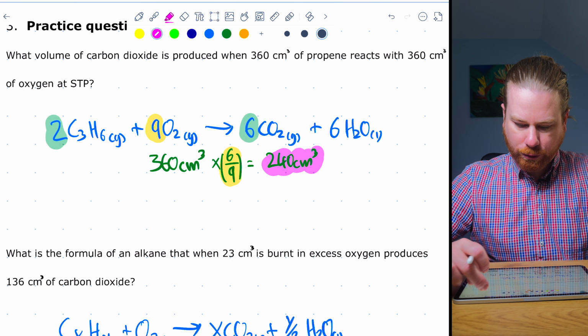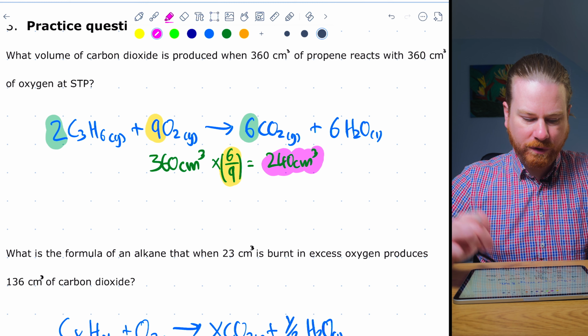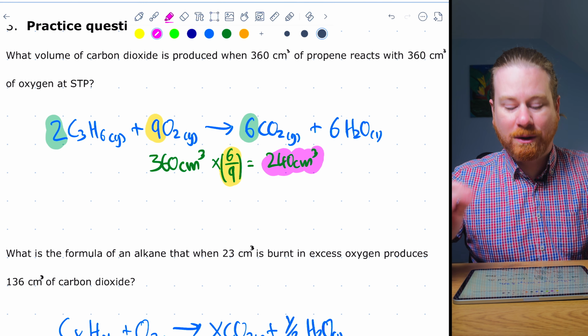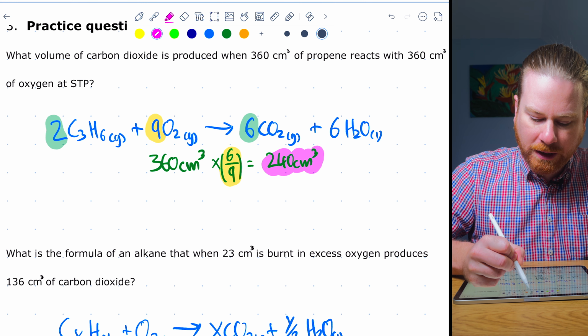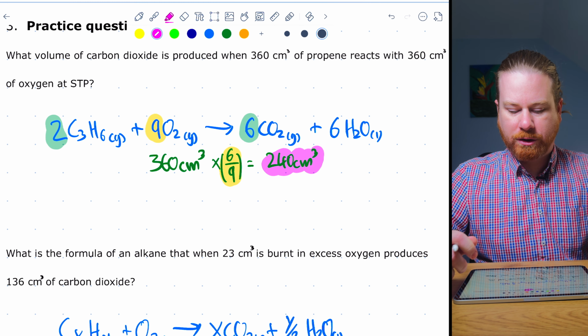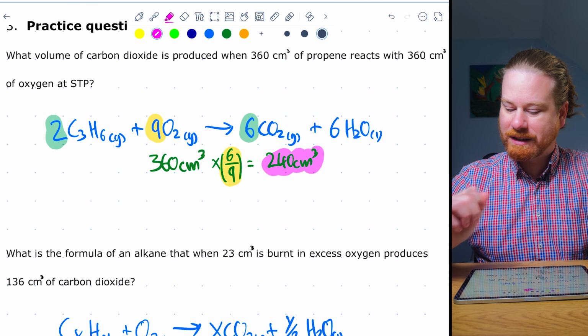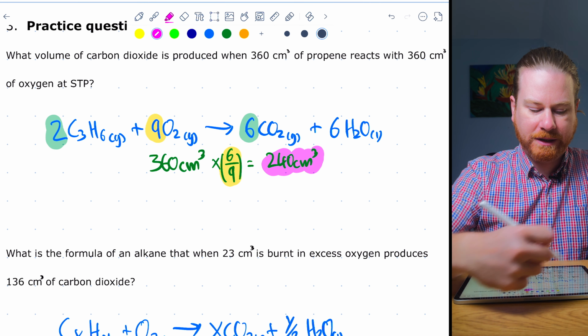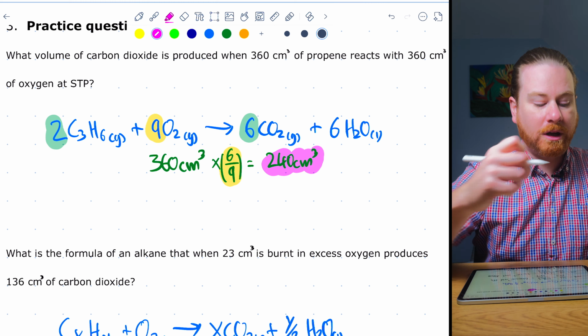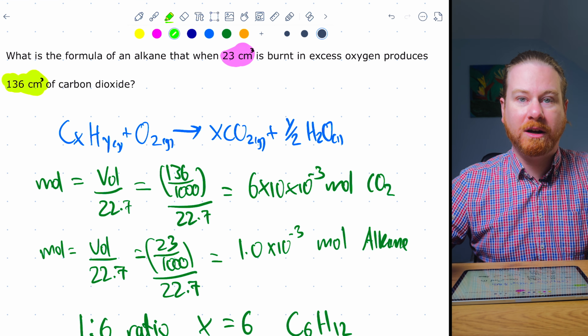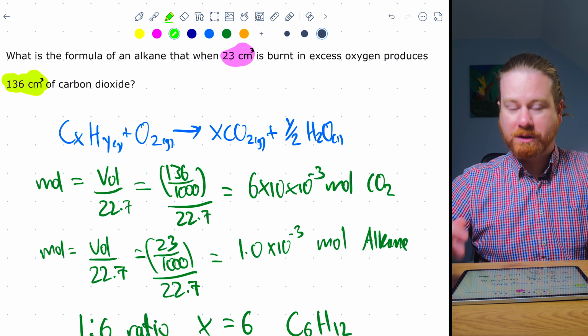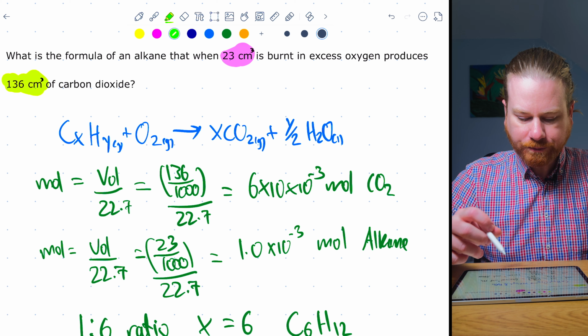Okay, now on to our trickiest question for today. What is the formula of an alkane that, when 23 centimeters cubed is burnt in excess oxygen, gives 136 centimeters cubed of carbon dioxide? Okay, so there's quite a few things going on here.